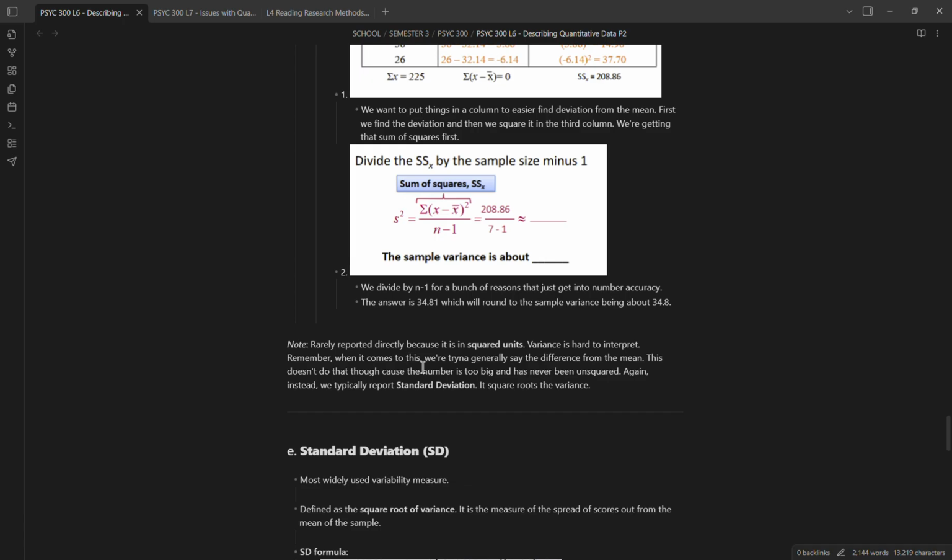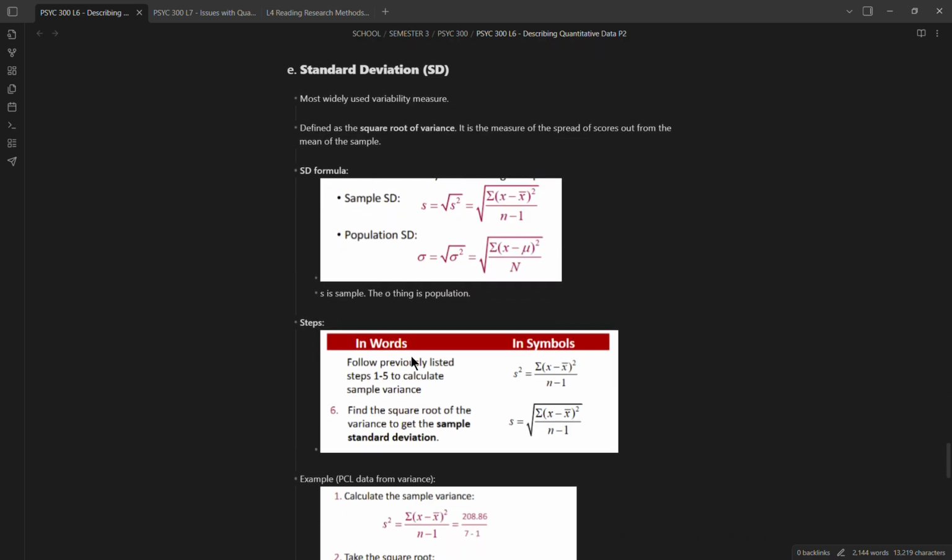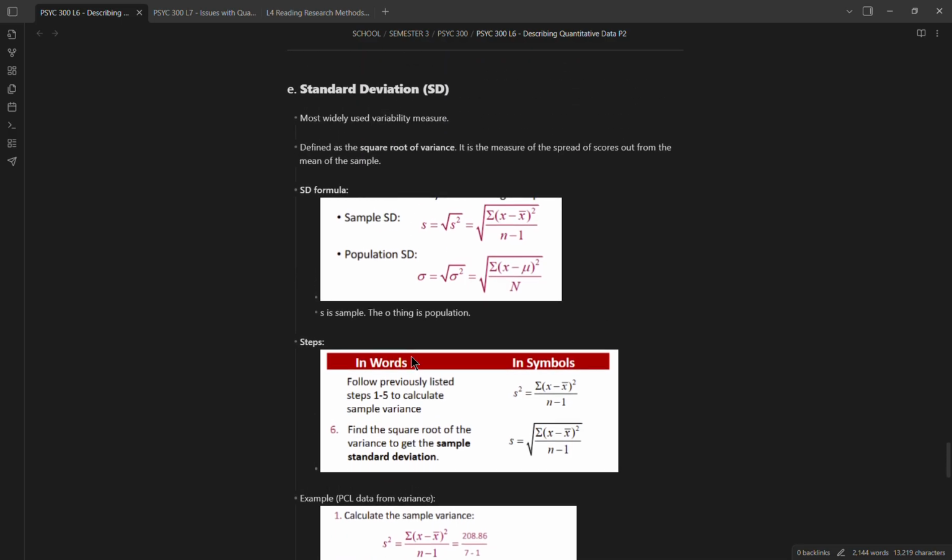Yeah, this is rarely reported directly because, again, it's in squared units. Variance is hard to interpret. Remember, when it comes to this, we are generally trying to say the difference from the mean. This doesn't do that, though, because the number's too big and has never been unsquared. Again, instead we typically report standard deviation because it square roots the variance. Just simply squaring the variance, the number ends up being too big, we want to square root that. That's what standard deviation gives us the ability to do.